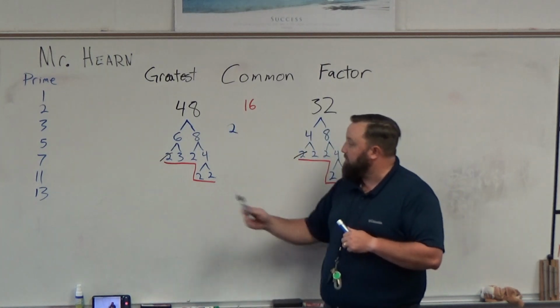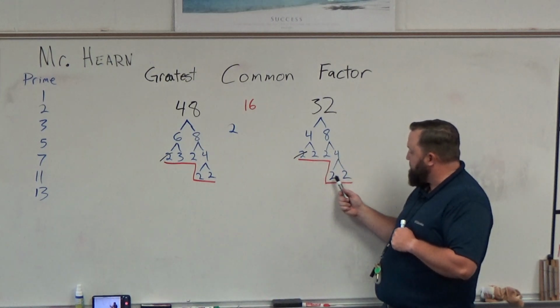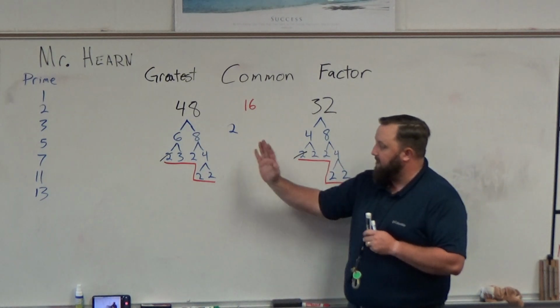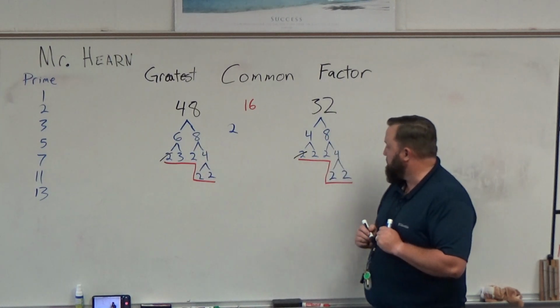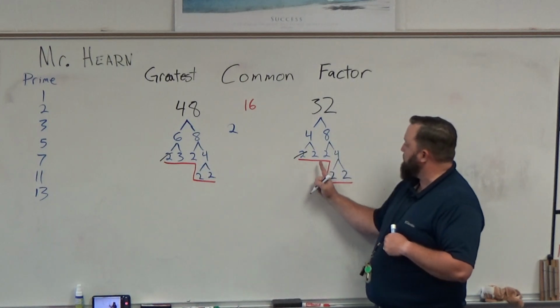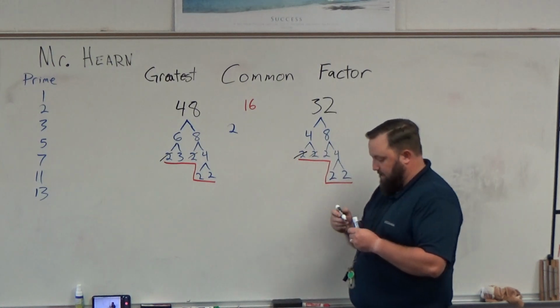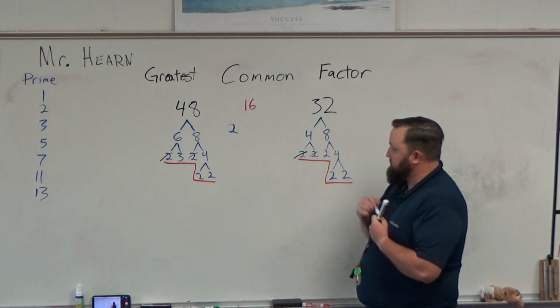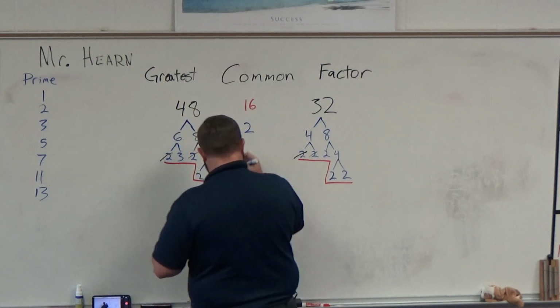Okay? So my next number is 3. Do I have a 3 over here? I have nothing but 2's, so 3 I can't use. Okay? How about this 2 here? I've got a 2 here. Do I have a 2 over here? Yes, I do. So now I can cross that out, and then I'll take this 2 and bring it up here. So I crossed out another 2.